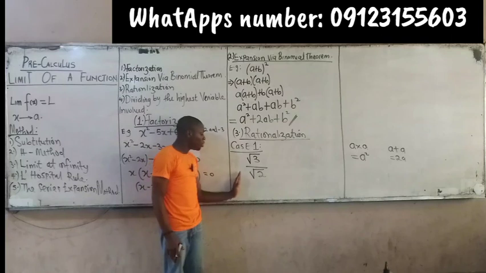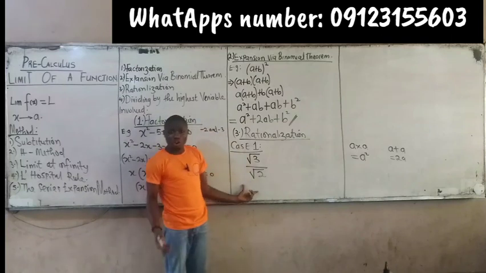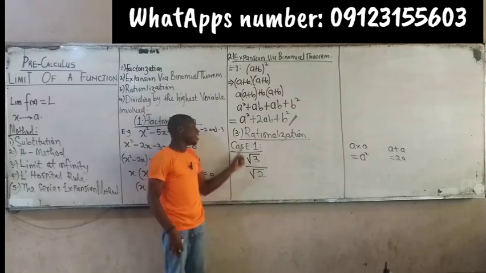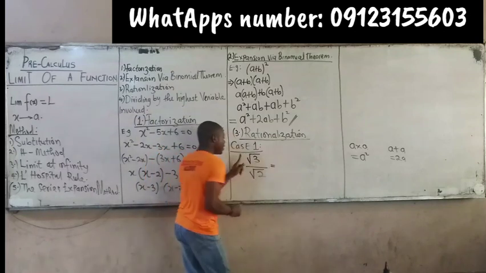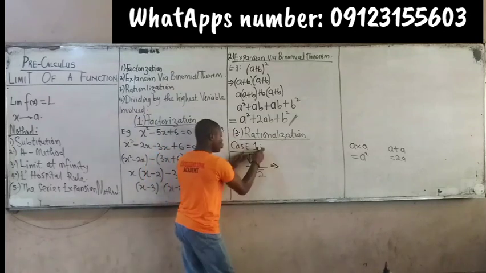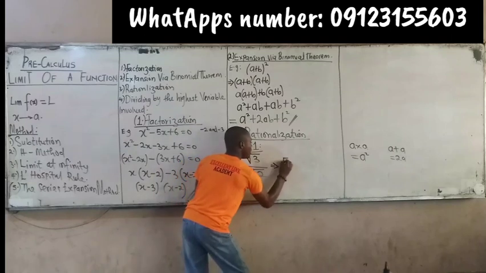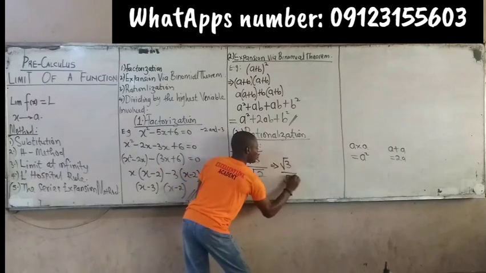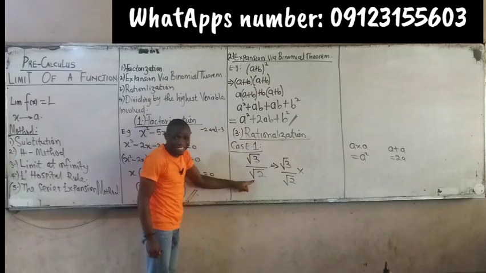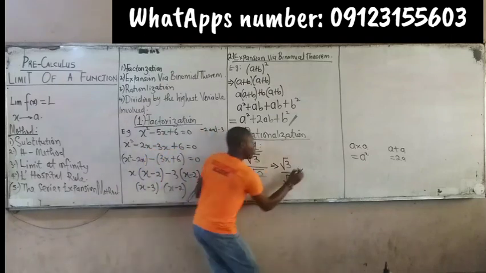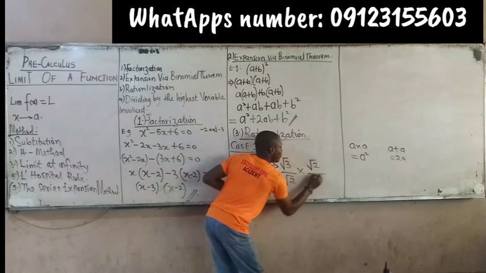To erase the root away, you would apply what concept? Rationalization. So how have we done? I will simply take these two terms here, root 3 over root 2, and multiply by what we want to erect. What about this one? Root 2 over root 2.